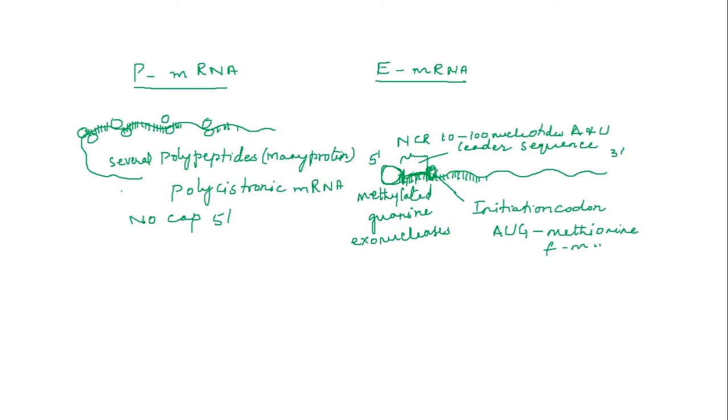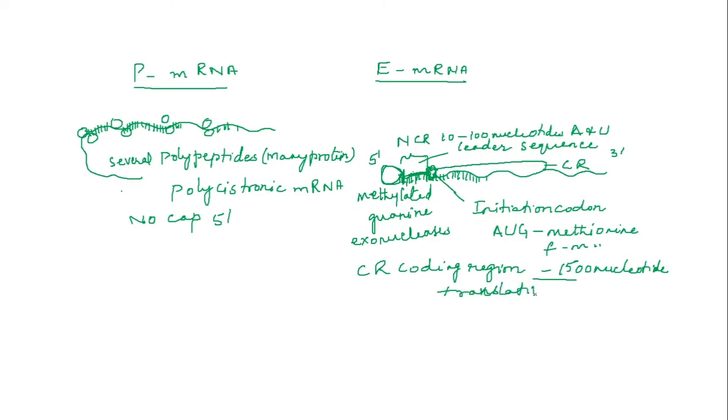Beyond the initiation codon, the region is called the coding region, which is represented by CR. CR stands for coding region. This coding region has about 1500 nucleotides, and protein synthesis, that is, translation, occurs in this region.